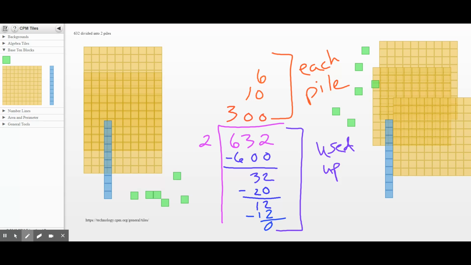What is 632 divided by 2? It's 316. Excellent.